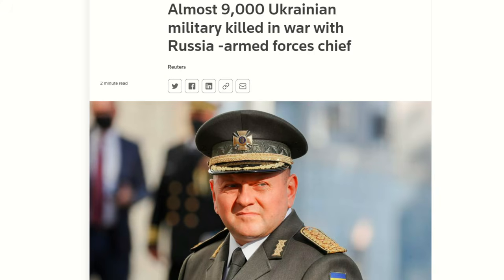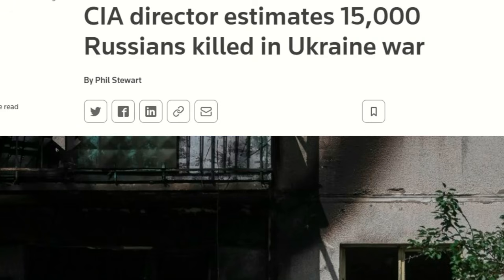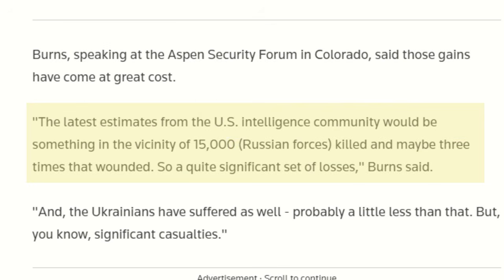The head of the Ukraine Armed Forces has announced that almost 9,000 Ukrainian military personnel have been killed in the war with Russia. No official figures have been released for Russia's casualties. However, the General Staff of Ukraine Armed Forces has put the Russian military death toll at 45,400. However, this figure is significantly higher than US intelligence estimates, which state that around 15,000 Russian soldiers have been killed so far in Ukraine and that 3 times that number have been wounded.